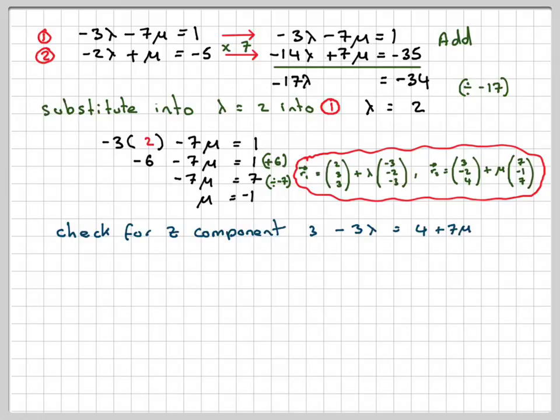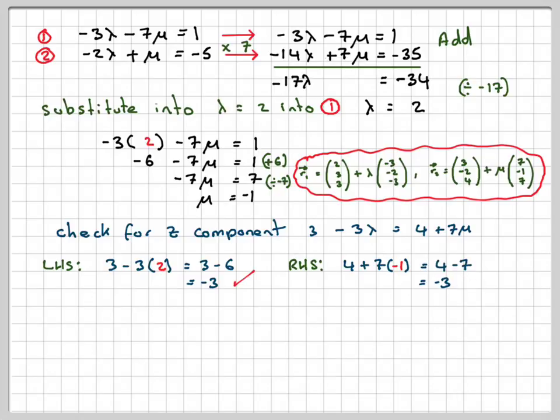So the z component is 3 minus 3 lambda, and this one is 4 plus 7 mu. So we check them out separately. The left hand side says 3 minus 3 times lambda. Lambda's 2, so that becomes 3 take away 6, and we get an answer of minus 3. We check the right hand side, we get 4 plus 7 times minus 1, which is 4 take away 7, we get minus 3. We've got the same thing, therefore these lines definitely intersect.